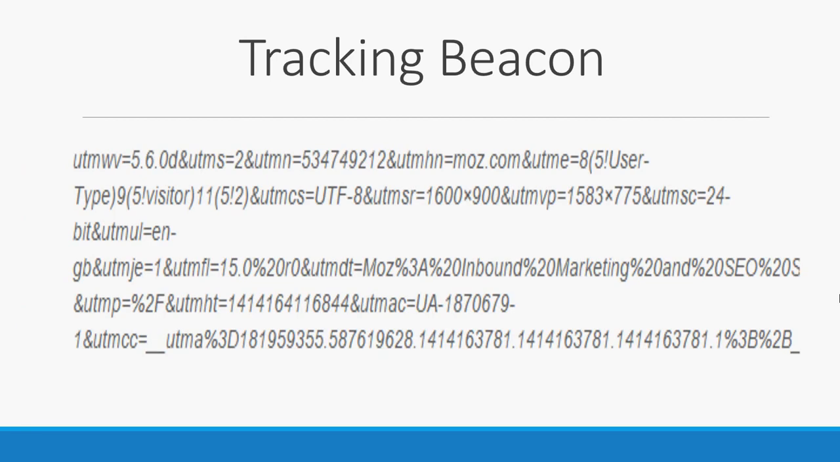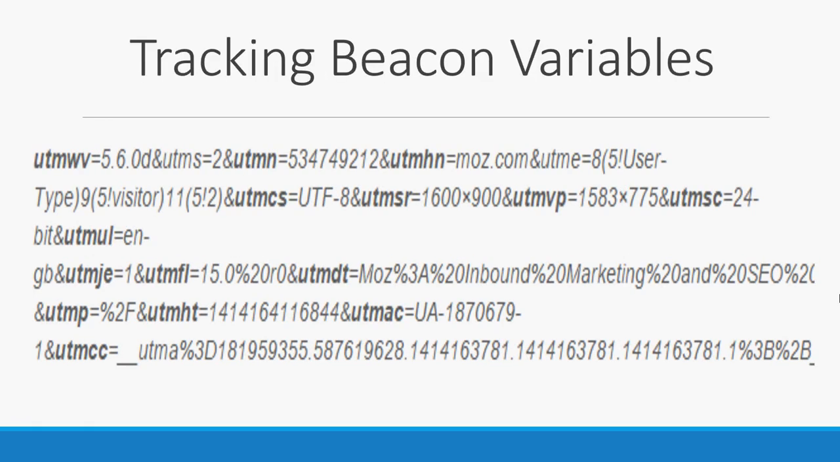As you can see, the tracking beacon is made up of multiple variables like UTMWV, UTMN, UTMHN, etc. Each of these variables have got special meaning. For example, UTMWV denotes the tracking code version. UTMN denotes the unique ID generated for each GIF request. UTMHN denotes the host name. UTMDT denotes the page title.